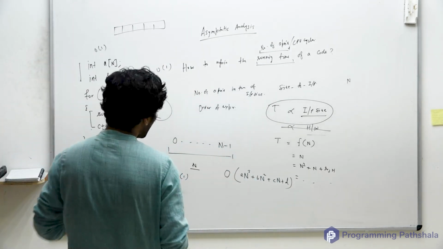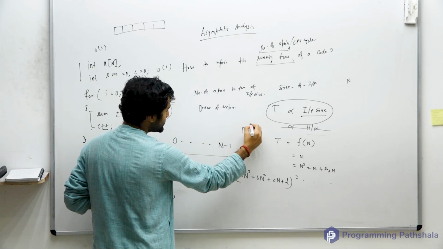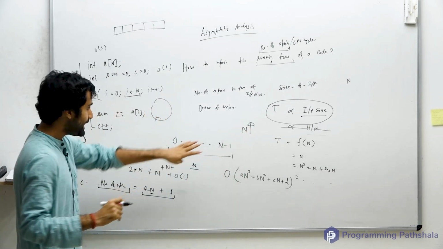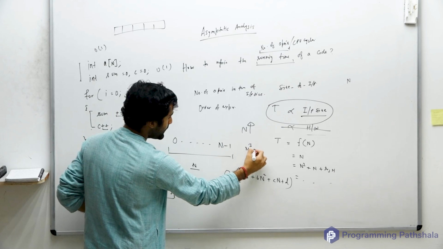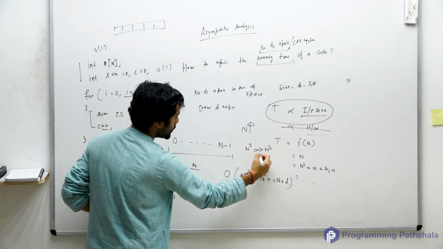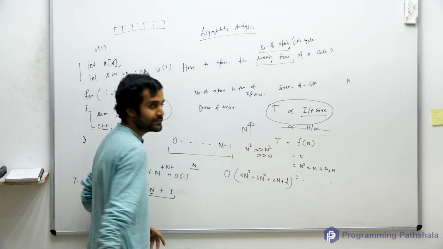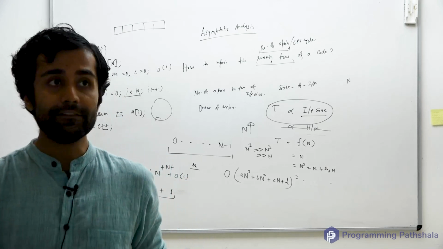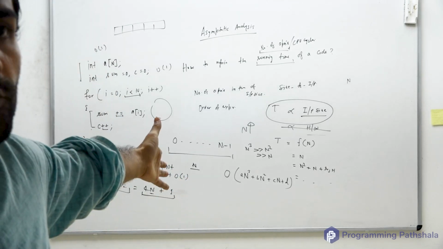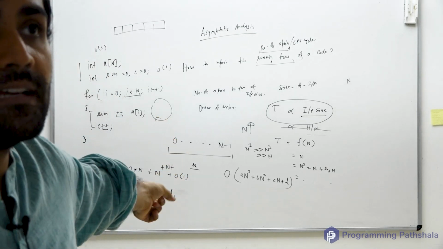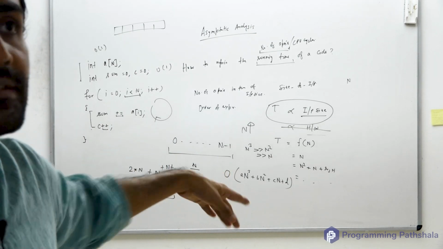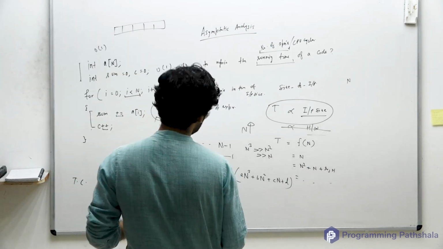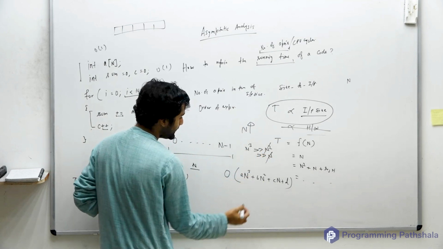For computation of order, it is assumed that if n is very high, then can I say that n cube will be much higher than n square, which will be much higher than n? I can very easily say that, right? Because let's say you take n equals 10 raised to power 6, then 10 raised to power 18 is much higher than 10 raised to power 12 and 10 raised to power 6. So in front of n cube, this and this can be very easily ignored.